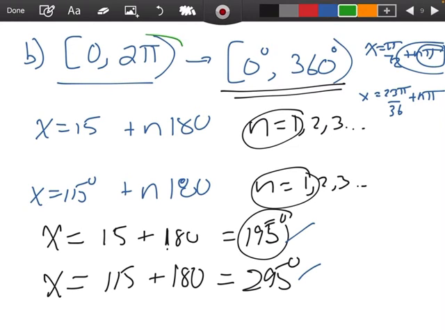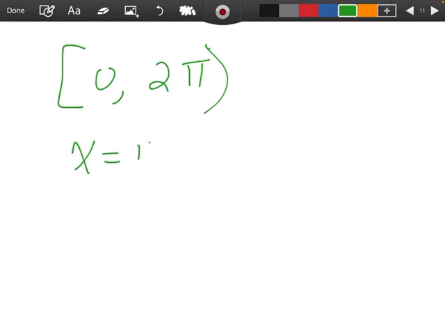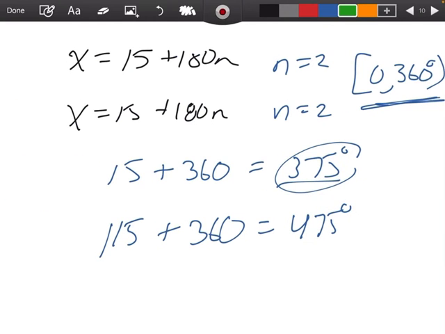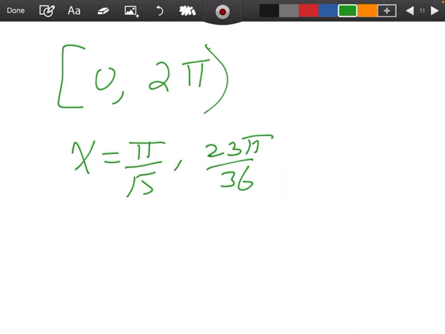But again, because the original problem said to do it over the interval from 0 to 2 pi, we're going to go like this. Look, on the interval from 0 to 2 pi, remember the first answers we had were pi over 15 and 23 pi over 36. And now we have two more answers. Those two answers are 195 and 295. So let me figure out what those are going to be.